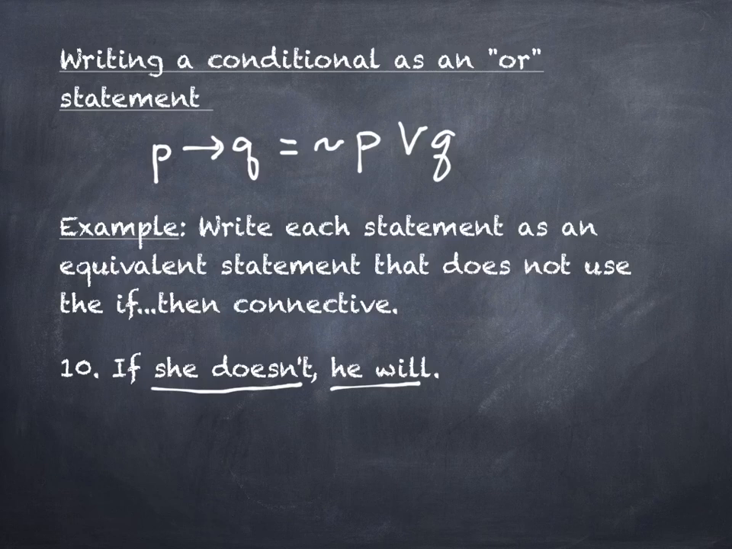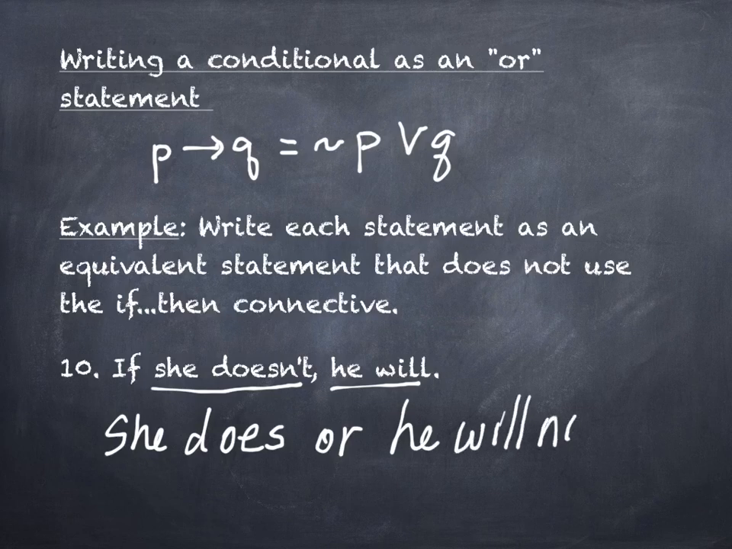Okay? So let's do this problem as it is first, and then we'll talk about how that makes sense. So this statement says I need to do the opposite of the first part. So what's the opposite of she doesn't? She does. And I don't need the "if" anymore, right? Okay, what comes next? Or. And then what's the opposite of he will? He won't, or he will not, or whatever you want to write.